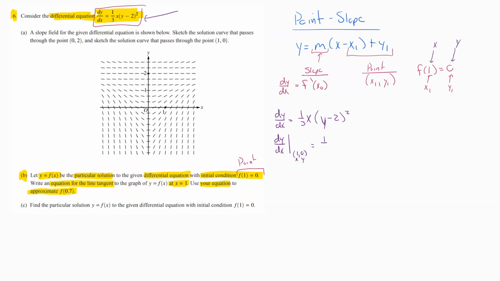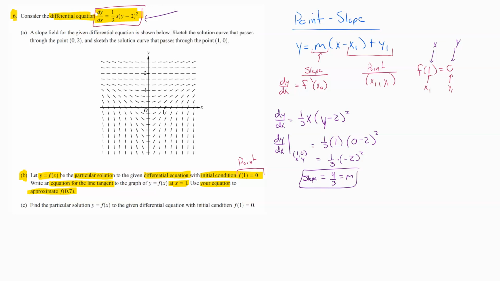Plug into the equation, you'd get 1/3, and then our x value is 1, times our y value, which is 0, minus 2, and then squared. Cleaning that up, 1/3 times 1 gets us 1/3. We'd end up with negative 2 squared there, which would equal 4. So 4 times 1/3 is going to get us 4/3. So that is now our slope. That's our m that we need for our point slope form.